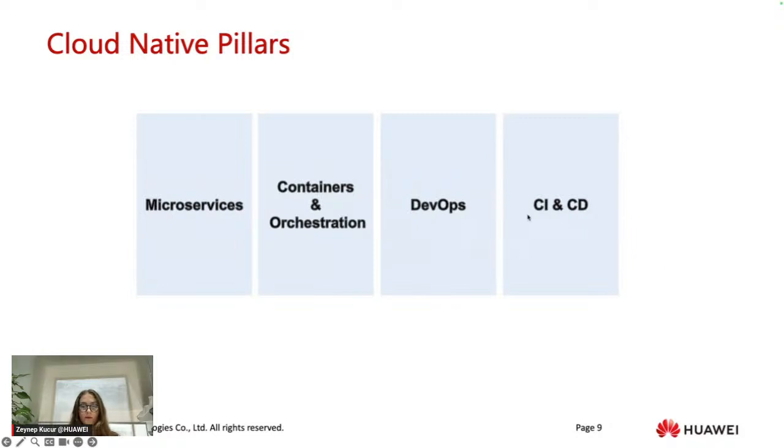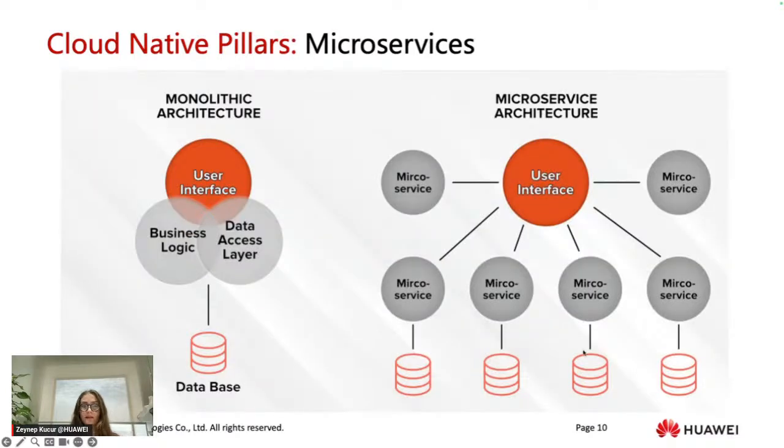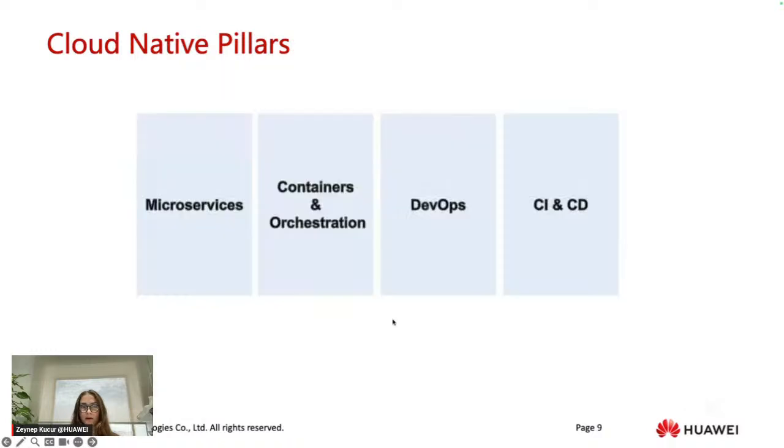And if we continue with continuous integration and continuous delivery, it is the pillar that ensures cloud-native applications can be updated and deployed rapidly and safely. Automation through CI and CD pipelines allows for continuous testing and deployment of code changes, which reduces the risk associated with updates and enables frequent, reliable releases without the need for downtime or manual intervention. So let's look at these pillars one by one. I will first start with microservices.